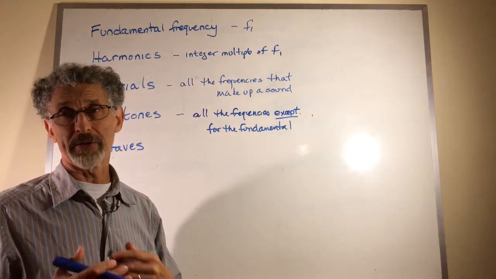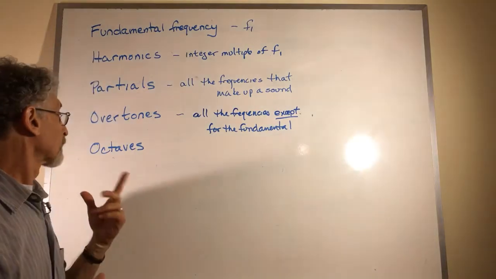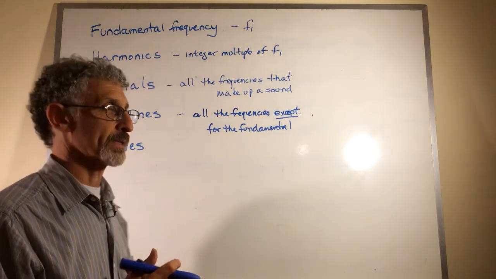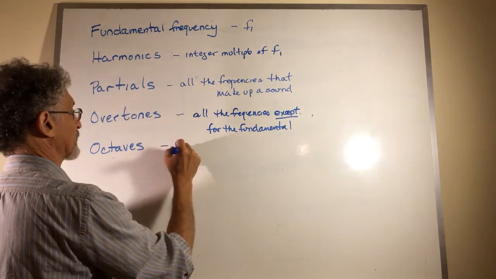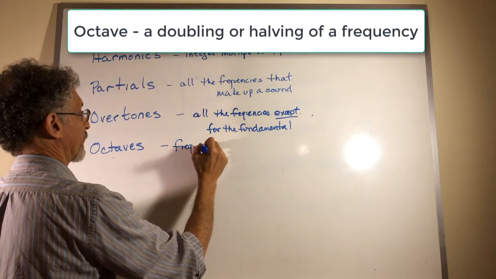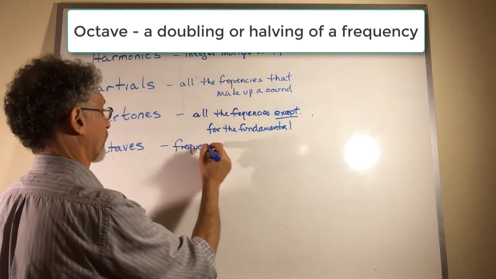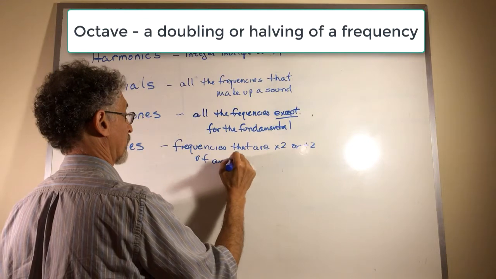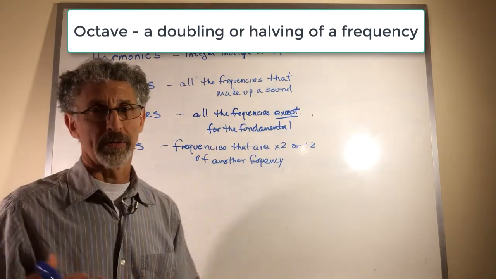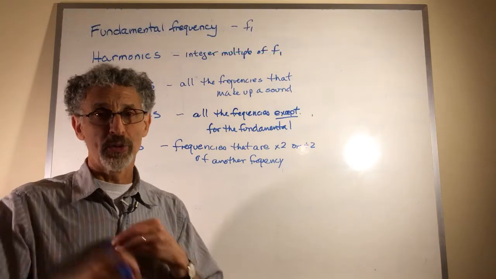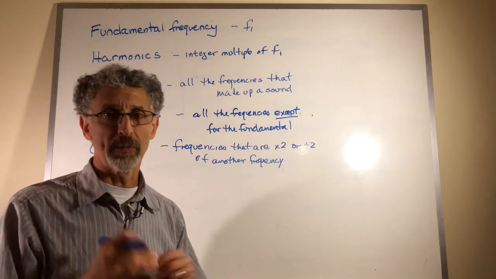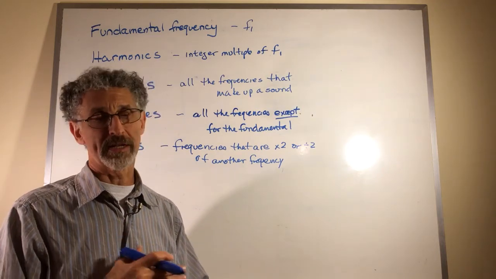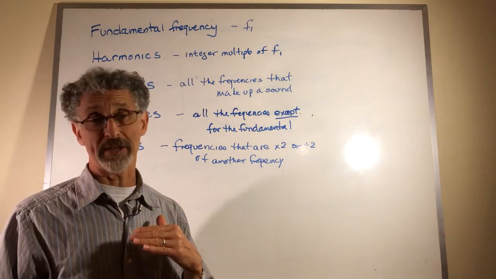Finally, we have another term that is called octaves. Octaves are a special form of sounds, and they are frequencies that are either double or half of another frequency. So octave, you know, means 8. We'll talk about why octave is a doubling when we talk about musical notes and scales. But right now, we just need to understand that an octave is a doubling or a halving of frequencies.